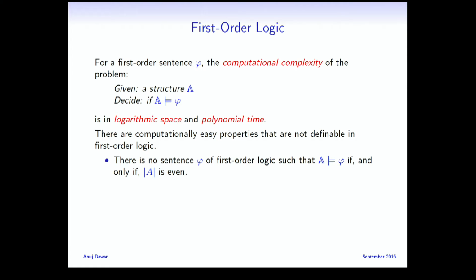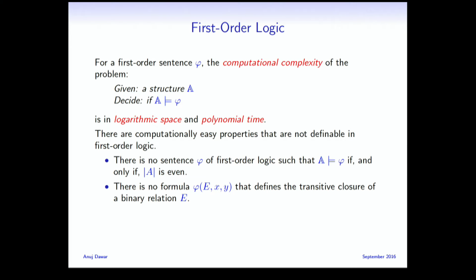We know that there's no first-order sentence which says that the size of A is even. That's clearly a problem in logarithmic space, well, in constant space, in fact. But it's not expressible in first-order logic. There's no formula, say, in one binary relation that defines the transitive closure. In fact, you can't express connectivity of graphs, even undirected graphs. And for undirected graphs, we know the problem is in logarithmic space. So first-order logic is strictly weaker than logarithmic space.